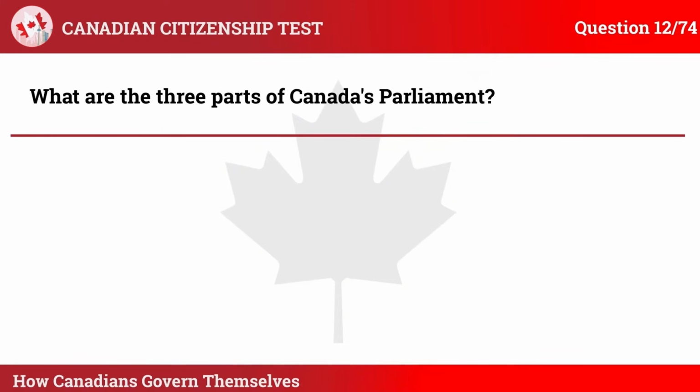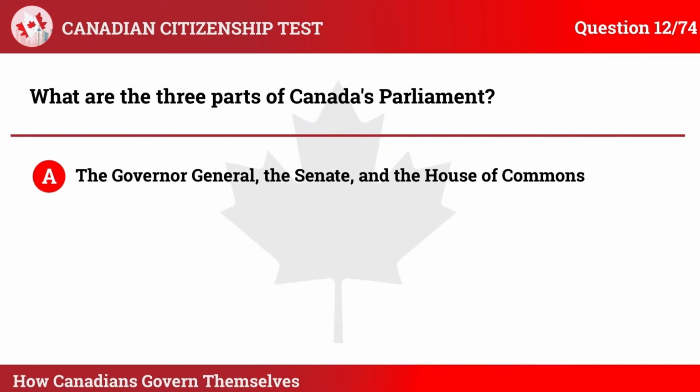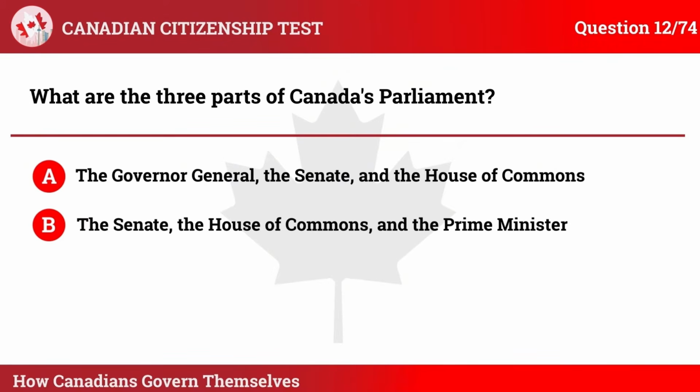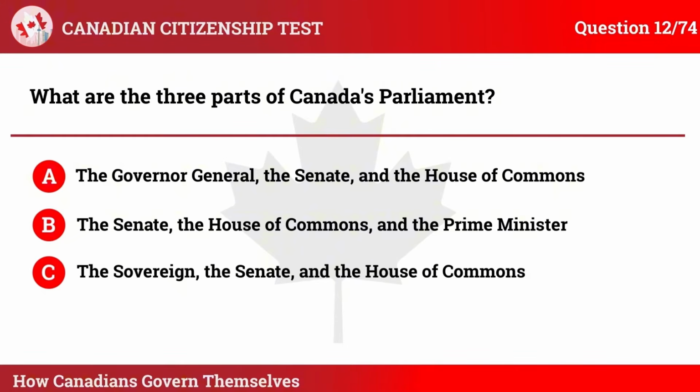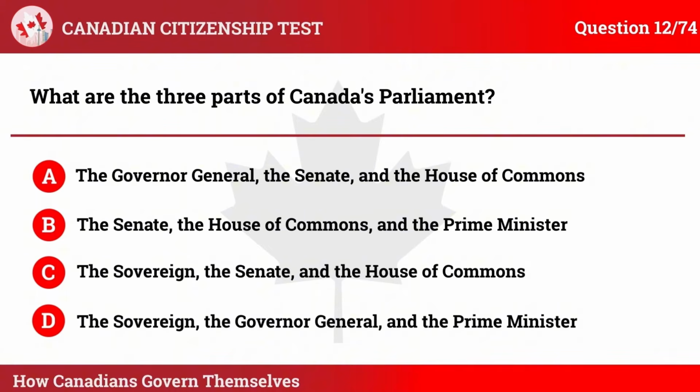Question 12. What are the three parts of Canada's Parliament? A. The Governor-General, the Senate, and the House of Commons. B. The Senate, the House of Commons, and the Prime Minister. C. The Sovereign, the Senate, and the House of Commons. D. The Sovereign, the Governor-General, and the Prime Minister?